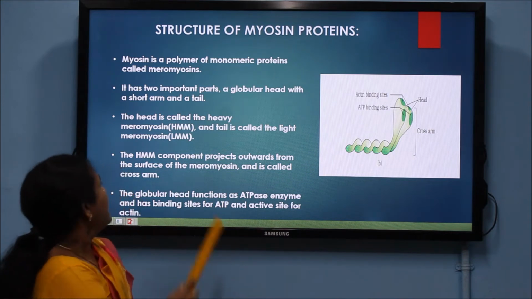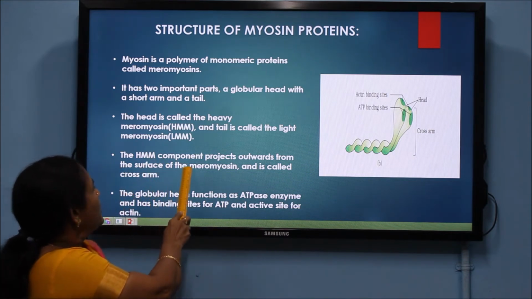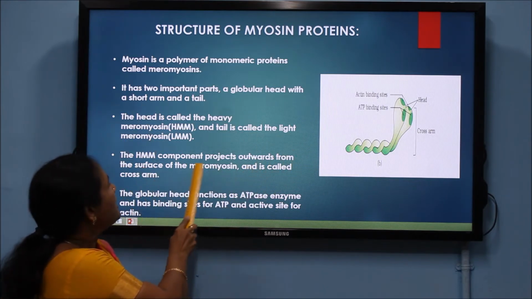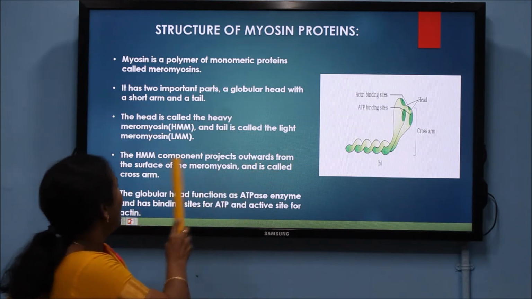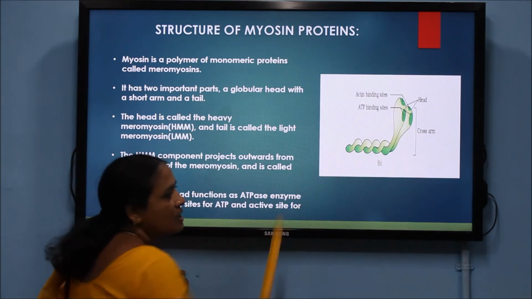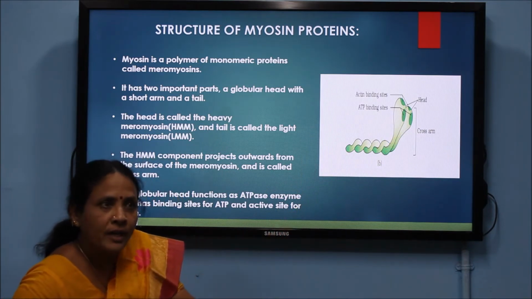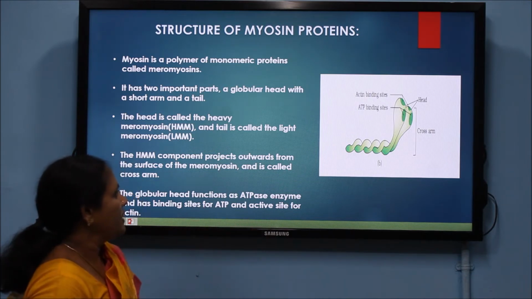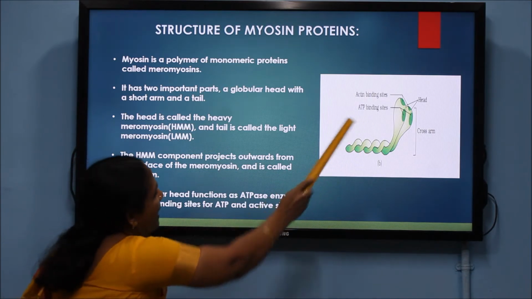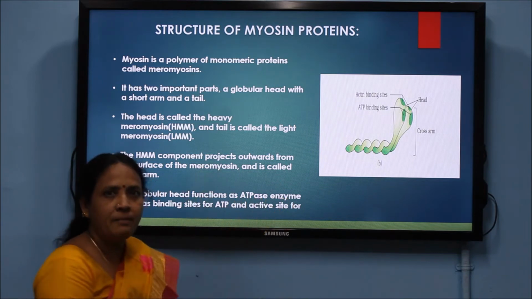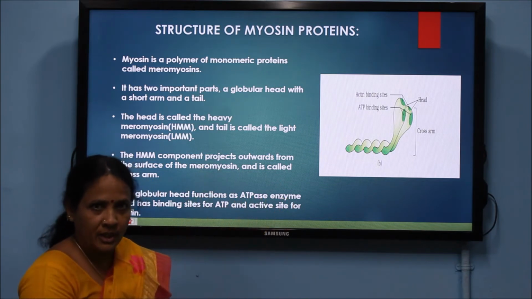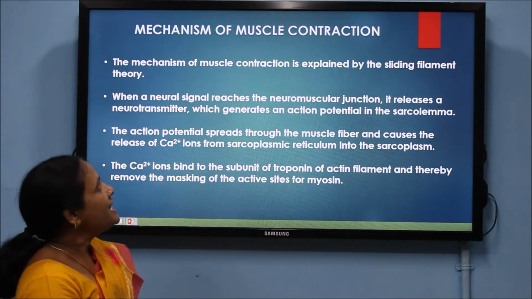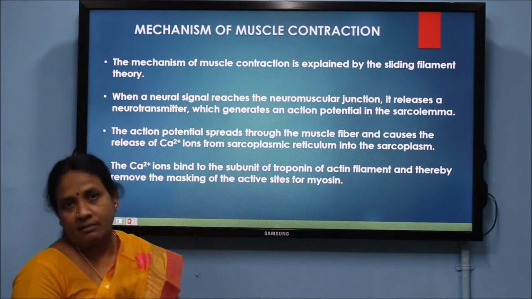Then this heavy meromyosin projects outward from the surface of the myosin and is called the cross arm. This is the cross arm. That is a projection that comes out of the head of the myosin. As I said, the head also has the ATPase enzyme to provide the energy. Next we will see the mechanism of muscle contraction.